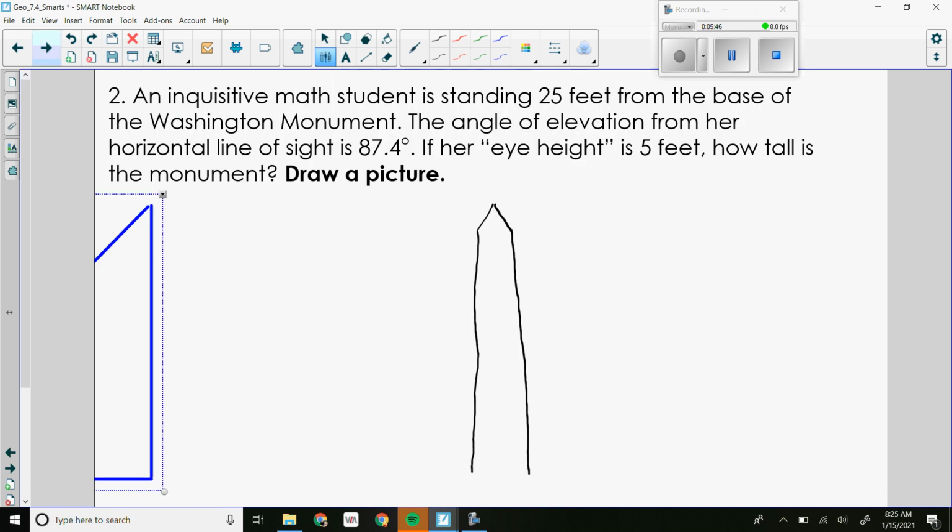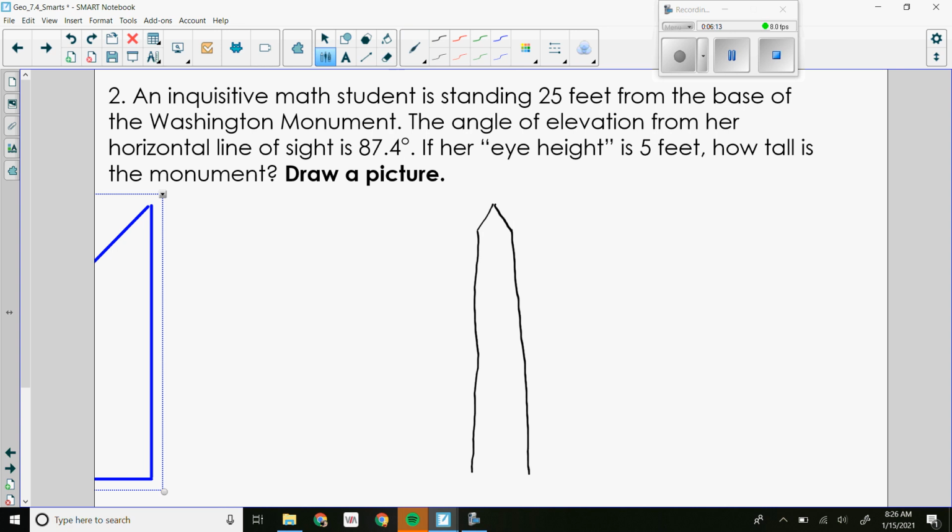Okay, so we're going to use that now. This says, this is number 2 in your notes, an inquisitive math student is standing 25 feet from the base of the Washington Monument. The angle of elevation from her horizontal line of sight is 87.4 degrees. If her eye height, so the distance from the ground to her eye, is 5 feet, how tall is the monument? It says draw a picture.